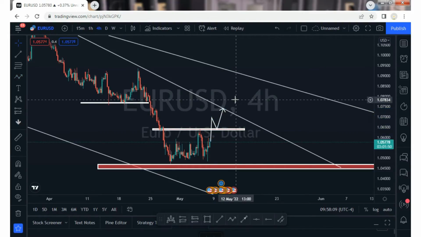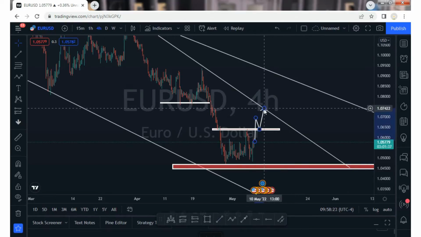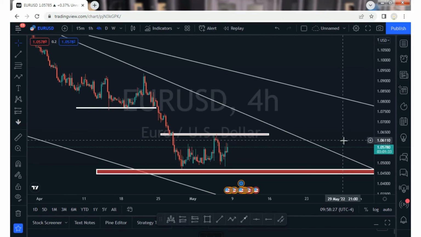This is very easy. Once you are able to spot your support, you're able to spot your resistance, you're able to plot your trend line, trust me, you're gonna be fine. All you need is patience in confirming your setup. That's why you must wait for entries. Don't just jump into trades. You must wait for your setup to be confirmed.